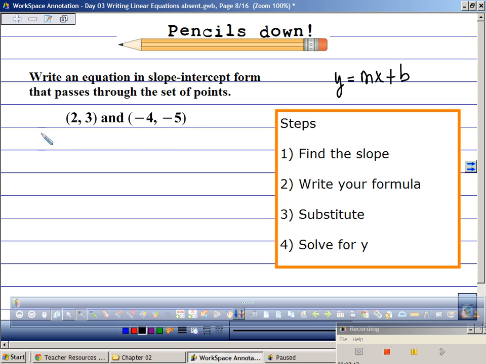So I got to find the slope. In order to find m, I need to find the change in y over the change in x. What is my change in y? How far is it from 2? Sorry, we're doing y first. 3 to -5. And how far is it from 2 to -4? 6, which reduces to 4/3. Is that a positive slope or a negative slope?